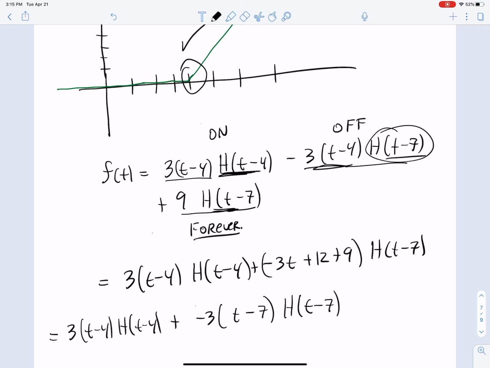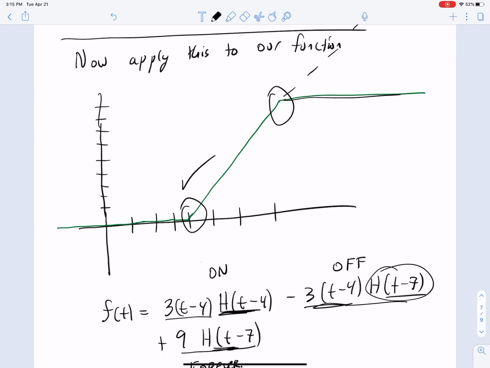So that's very common: you're going to want to turn on, and then when it changes again to a different function, you just turn it off by subtracting it off at the off point.